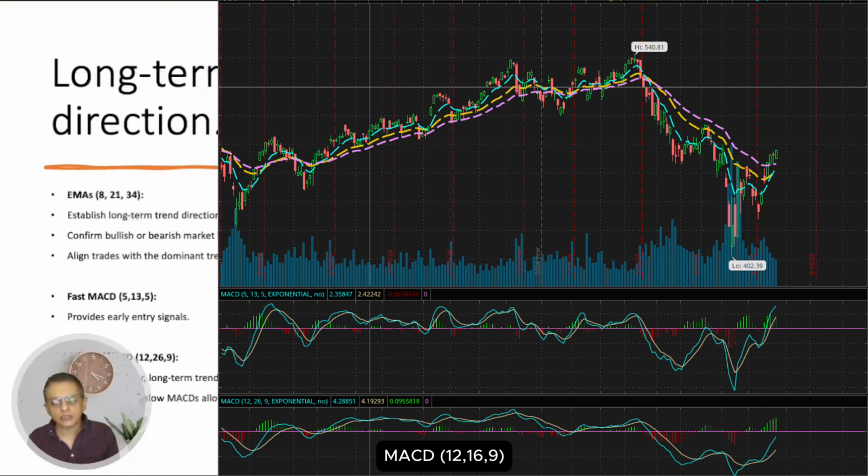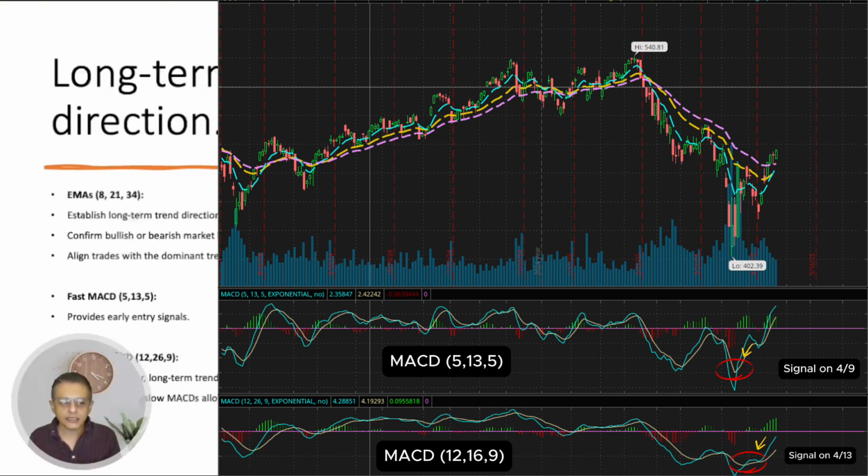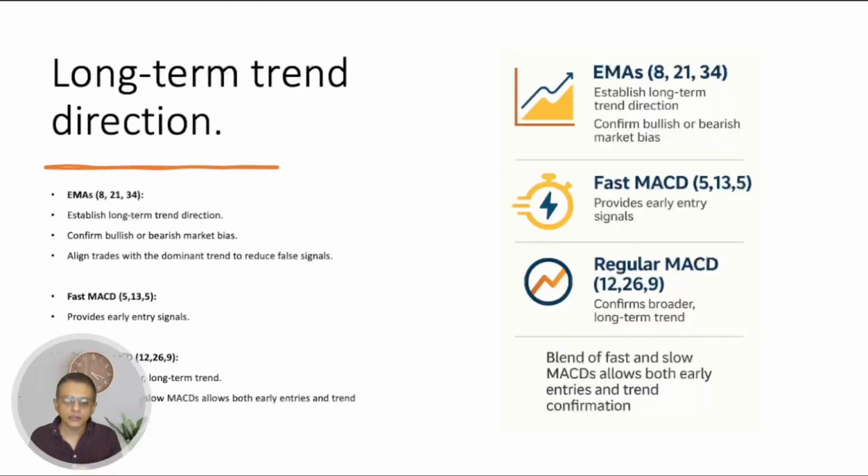So that's where a faster MACD can solve that problem. I use a faster version of the MACD with a 5-13-5 setting. And what that does is it provides really good early entry signals. So if the regular MACD tells you 2 weeks later that the correction or pullback is over, the fast MACD might tell you within 3 days. So that allows the algorithm to start taking trades early on.